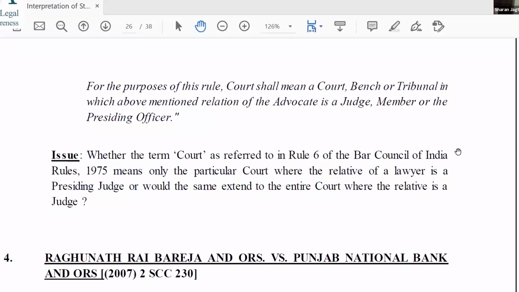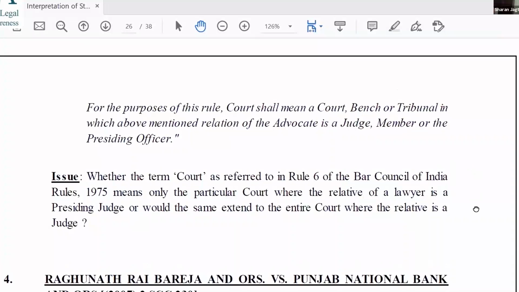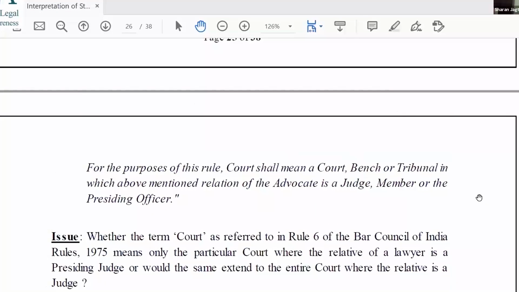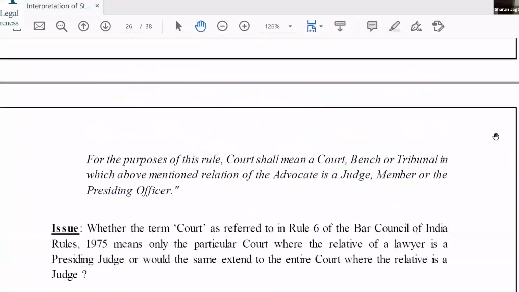And the Delhi High Court said that the court, for the purposes of Rule 6 of the Bar Council rules, cannot mean the entire Supreme Court or an entire High Court. It obviously means only that bench on which the family member is a presiding judge. So this is an illustration of the literal rule.